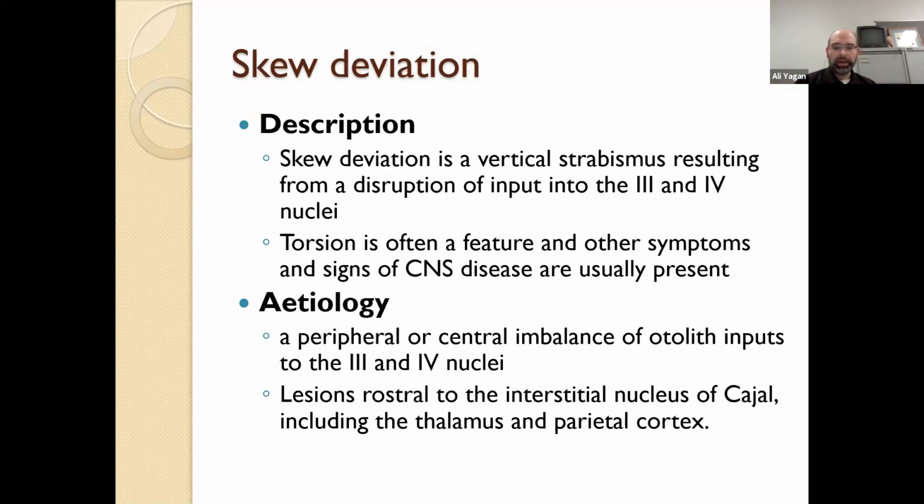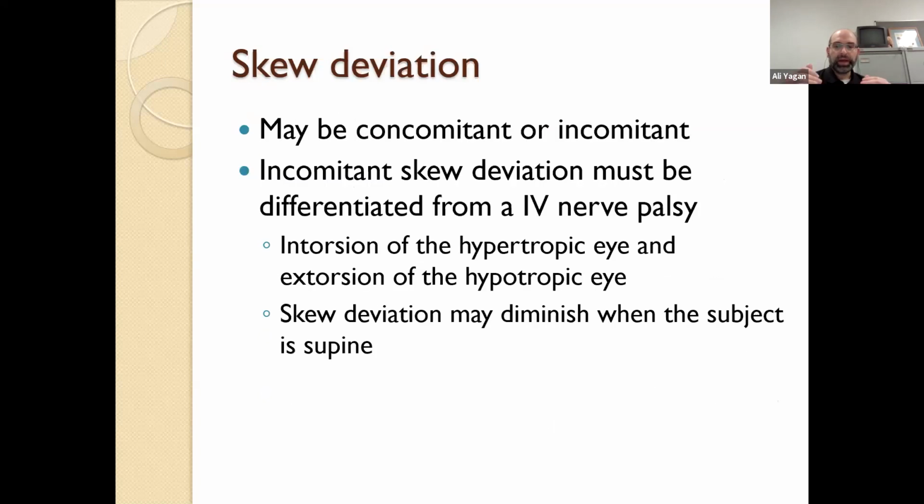Examples would be that in a nerve palsy, for example, the affected eye is usually higher, but also excyclotorted, while in skew, the higher eye, or the hypertropic eye, is incyclotorted, so the other way around to a fourth nerve palsy.